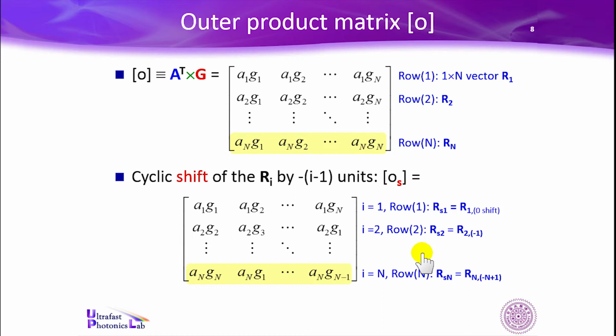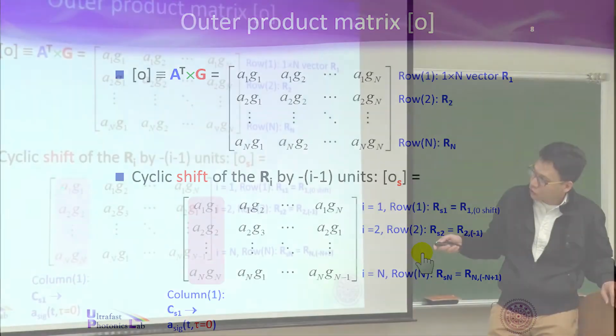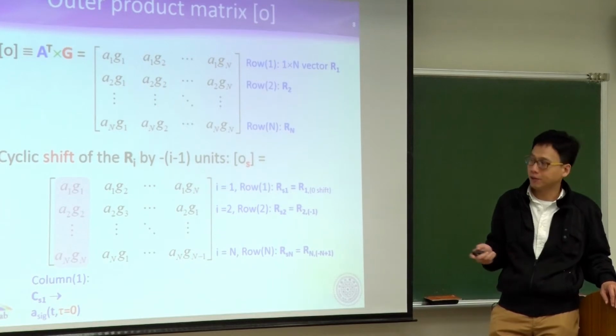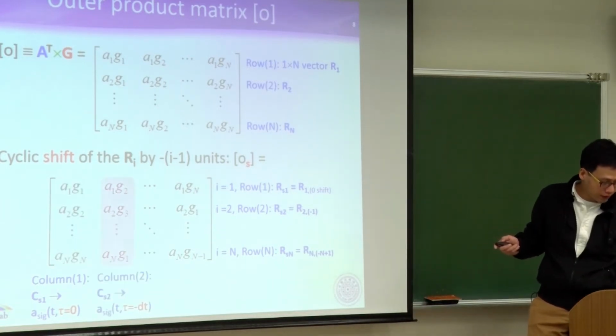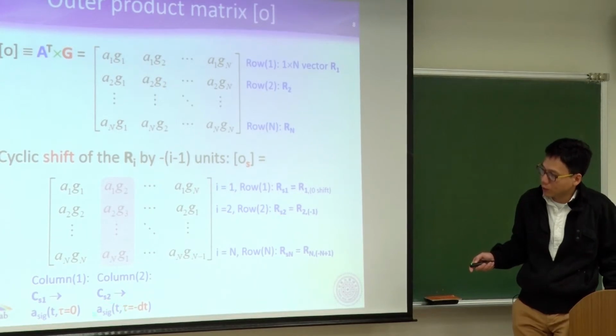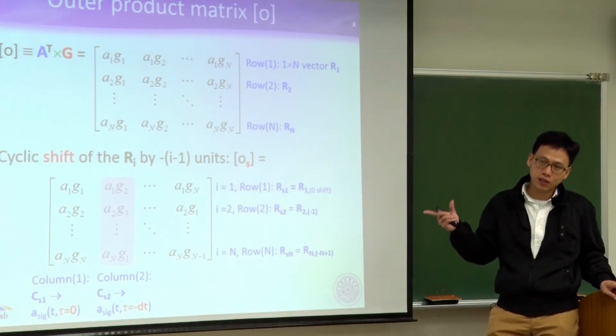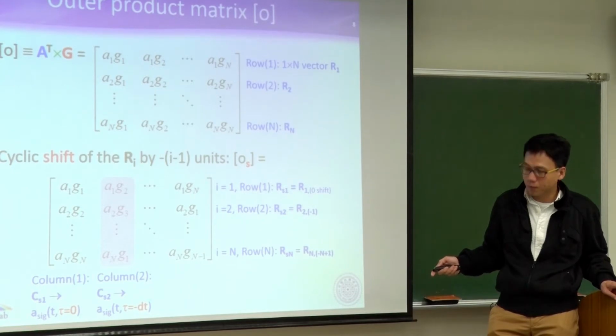So let's see what the first column is. You see A1, G1, A2, G2, AN, GN. So this is tau equals 0. The original diagonal has been moved to the first column after the operation. And if you check the second column, you see it represents A sub sig when tau equals minus dt. So it's a delay, when delay equals minus 1 unit.